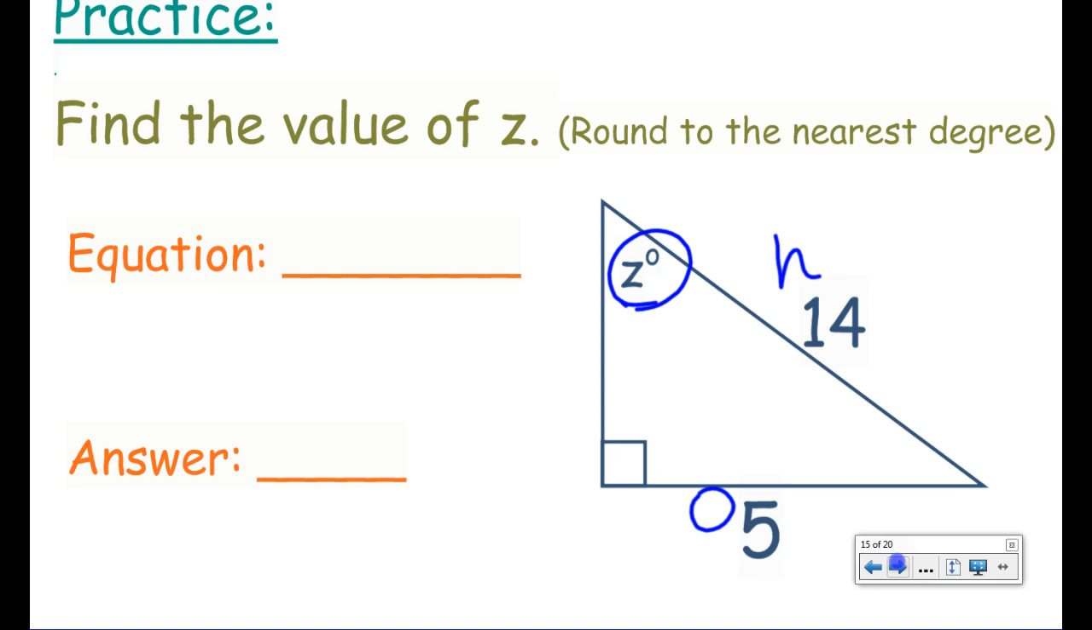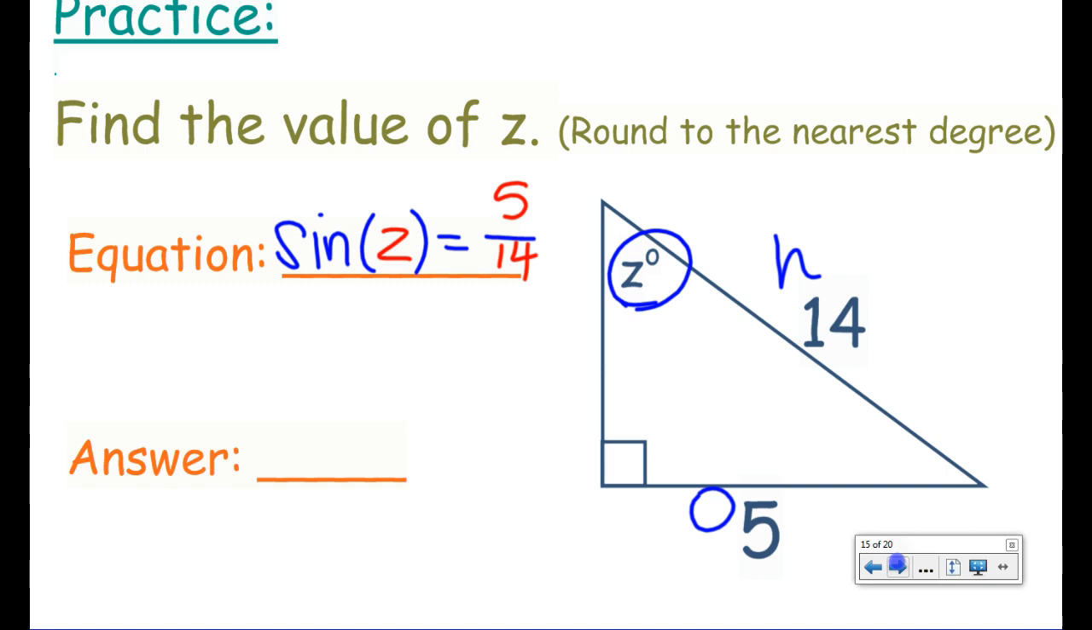So, next step in the game plan is write the empty template. Jeanette, what's our angle? Z. Very good. So in parentheses, the only thing allowed there is the angle. The angle is Z. Omar, what's our proportion? What's our fraction? 5 over 14. Yep, opposite over hypotenuse. 5 over 14.